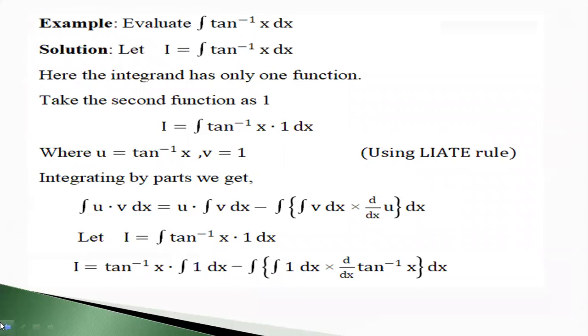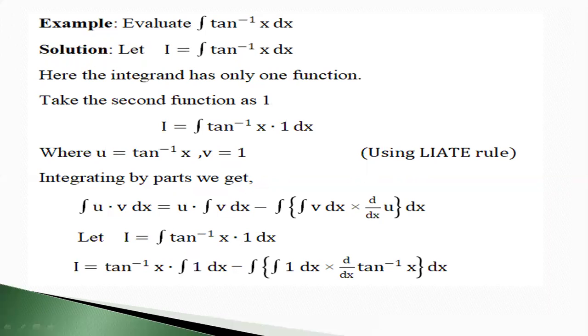Consider the next example. For example, evaluate the integration of tan inverse x dx. Then the solution: integration of tan inverse x dx. Here the integrand has only one function, so take the second function as 1. Here there is only one function, that is tan inverse x. To find the integration of this tan inverse x, convert it into multiplication form. For this, consider the second function as 1. That means tan inverse x into 1 dx.